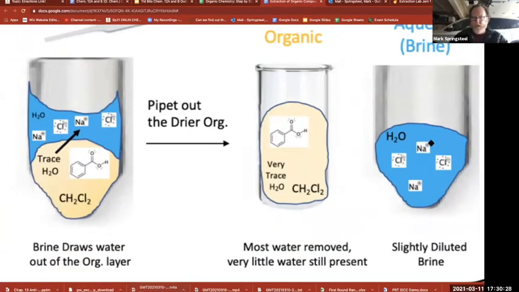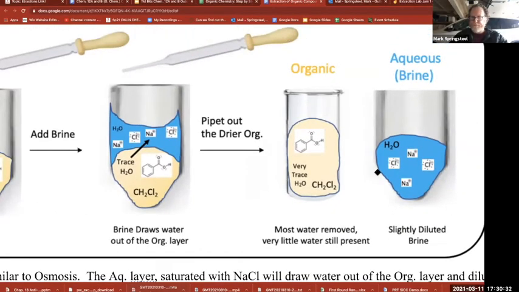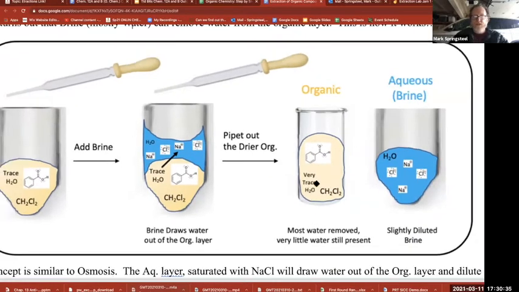And so my water sinks down and stays in the normal centrifuge tube. And now this guy went from having trace amounts of water to very trace. So I got rid of almost all the water. There's still some, but now there's a lot less. Maybe there was like 1% water in here, and now there's like 0.01% water. It's got barely any water in it. And the brine is just slightly diluted. So maybe it's not totally saturated now because we added a little extra water.